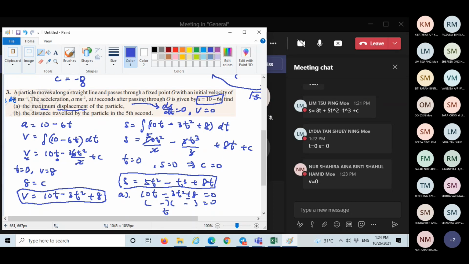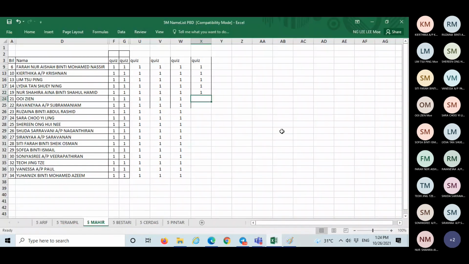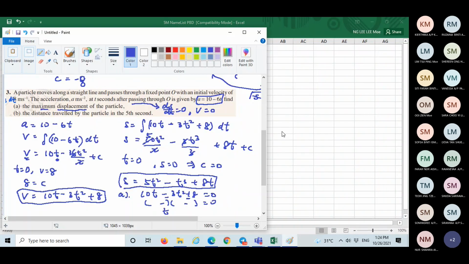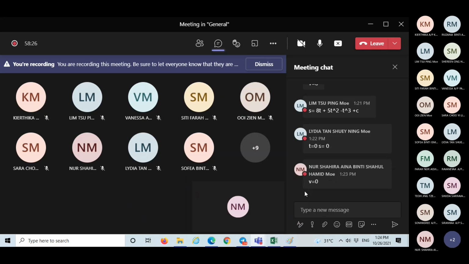Okay, next girl can answer my questions. Jen, how do I know if I get 2 answers for T? How do I know which one will give me the maximum displacement, and then the other one will give me minimum displacement? How do I test? Oh, this question a little bit difficult, no?